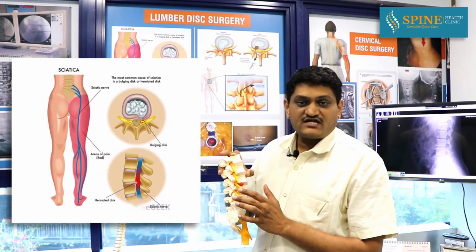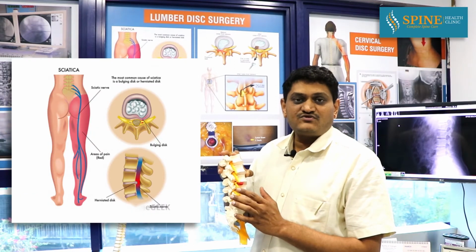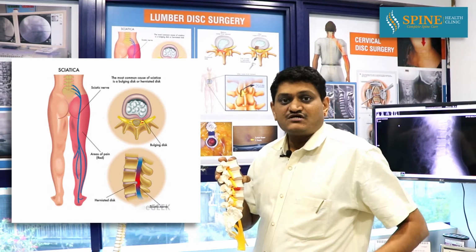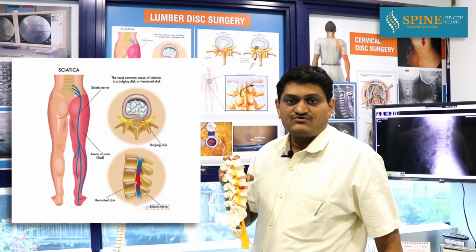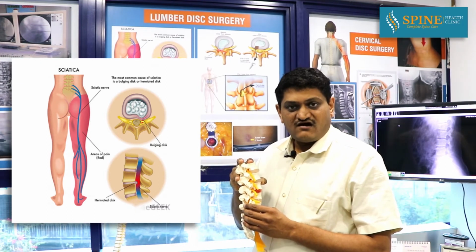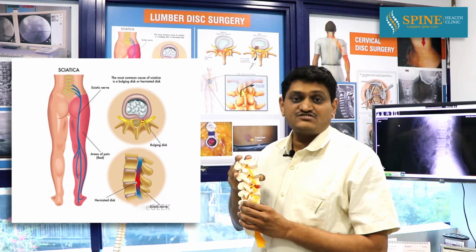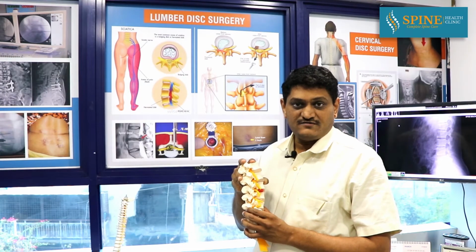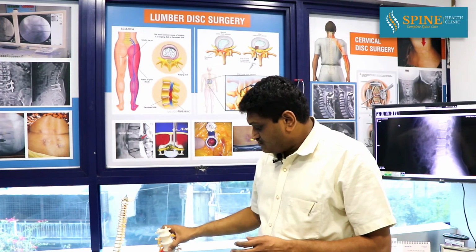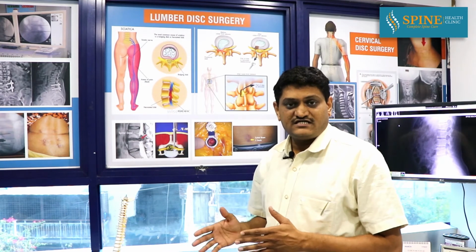Whenever you get pressure on the nerve, you tend to get pain in the leg, pain which from the back comes down to your leg along the buttock, thigh, calf, and the foot. This is also called sciatica. So now you know what we are talking about when we say lumbar disc prolapse and sciatica.